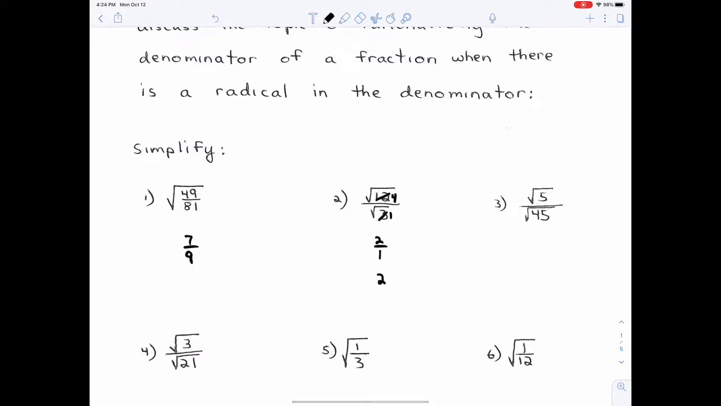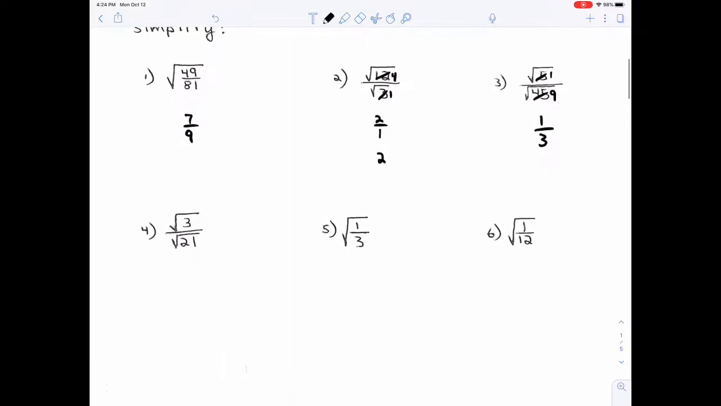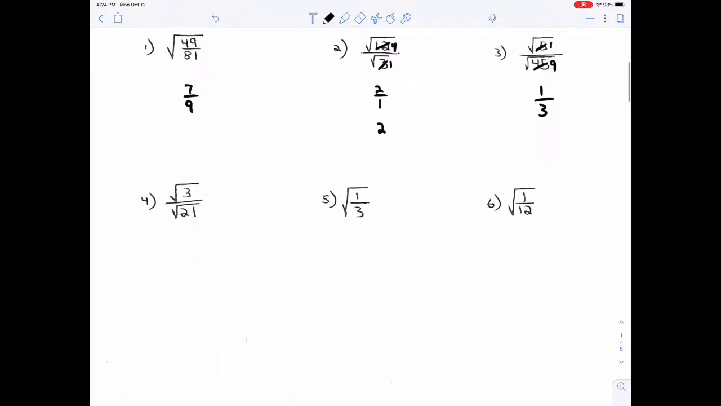Okay, same thing here. You can't take the square root of the 45, but you can cancel the 5 and the 45. And then take the square root of 1 and the square root of 9. Okay, so far so good. All right. Well, I can cancel here. 3 goes into 21 7 times. Square root of 1 is 1, but the square root of 7 is just square root of 7. So that presents a problem.